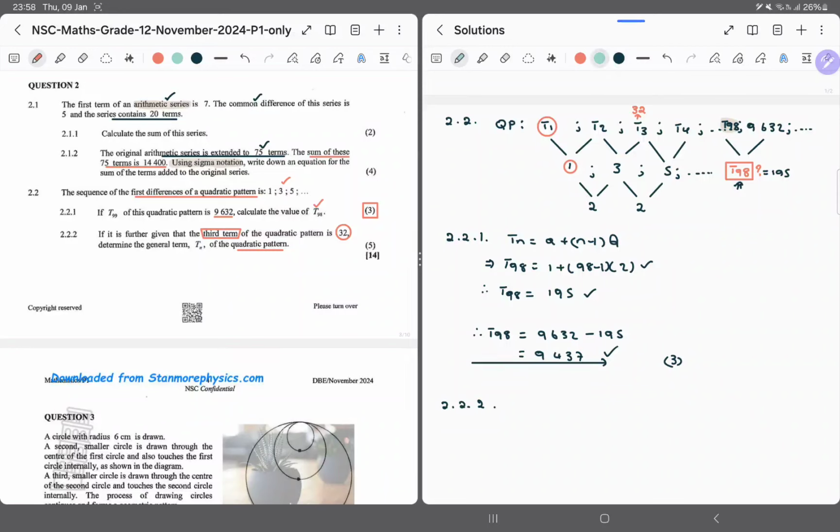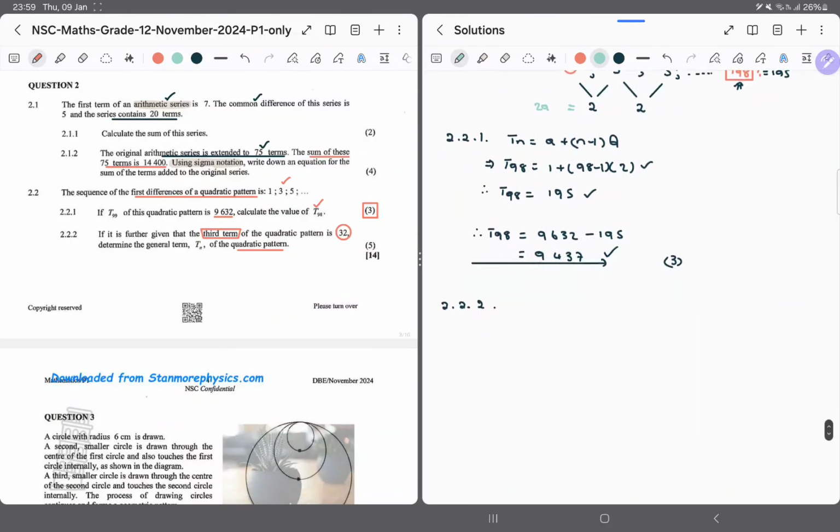We appreciate that the common constant second difference is denoted by 2a in general, and the very first term of the first difference is denoted by 3a plus b. But now we don't have T1, we only have T3. Now T3 is going to challenge us into using a bit more, but it's not a problem, we'll get to that. So we can start with those, easy.